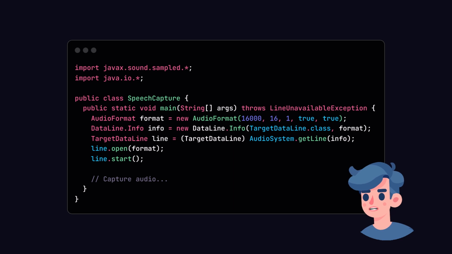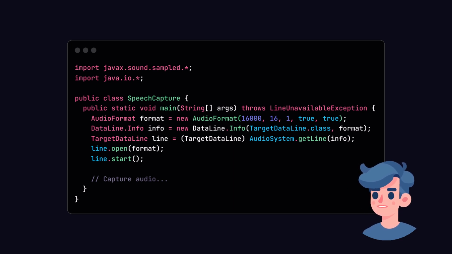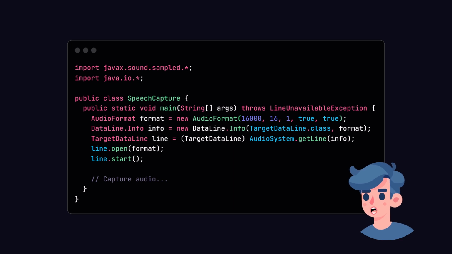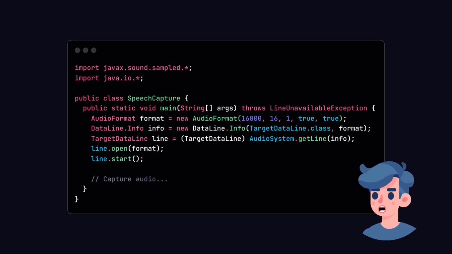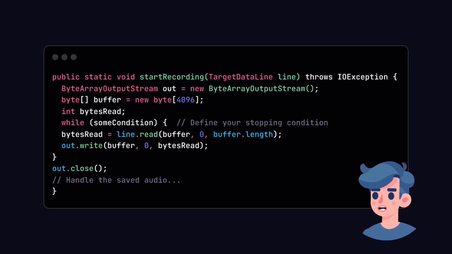For our next feature, let's implement real-time translation. This involves continuously capturing audio input, converting it to text, and then translating that text. We can use the Java Sound API for capturing audio. In this code snippet, we set up an audio capture line with a specified format.